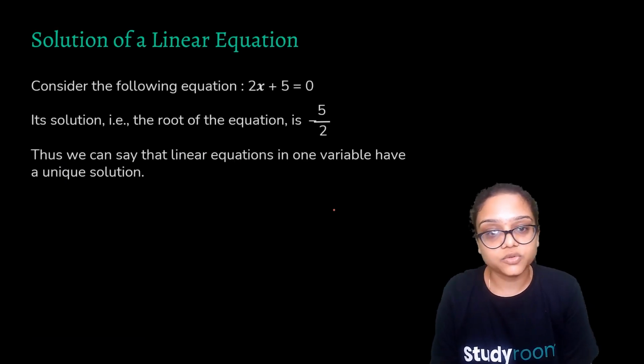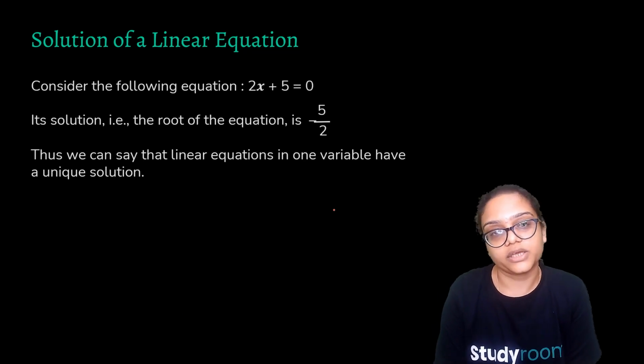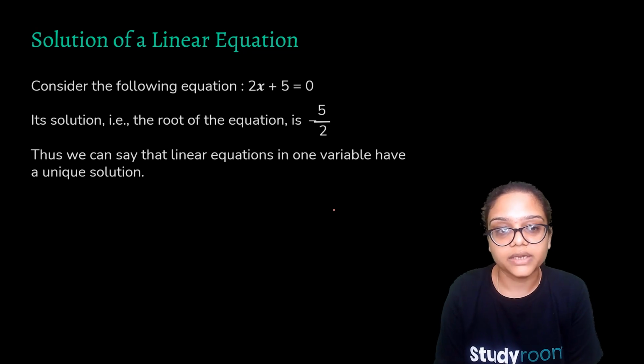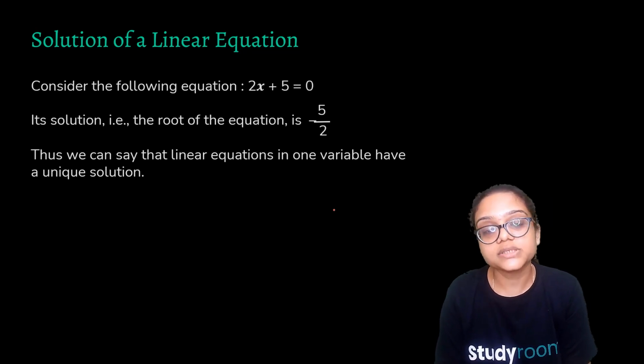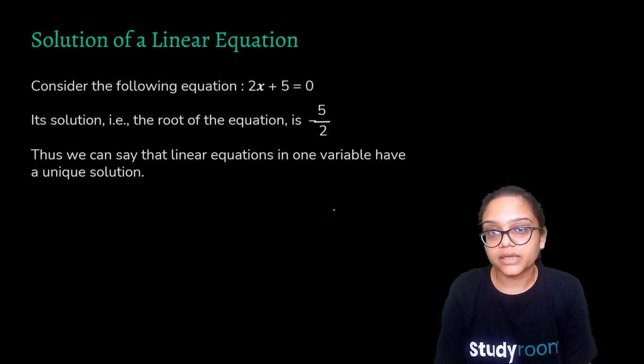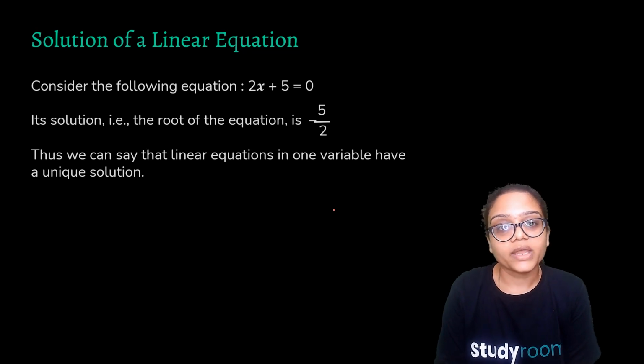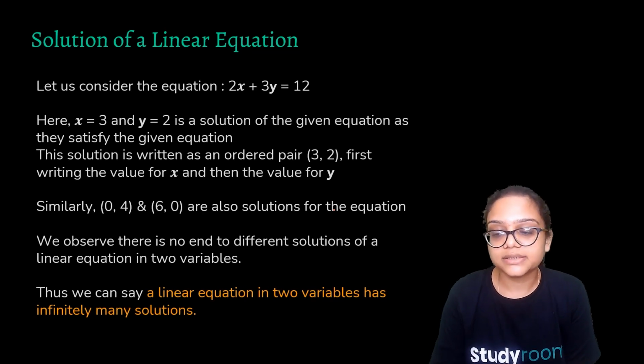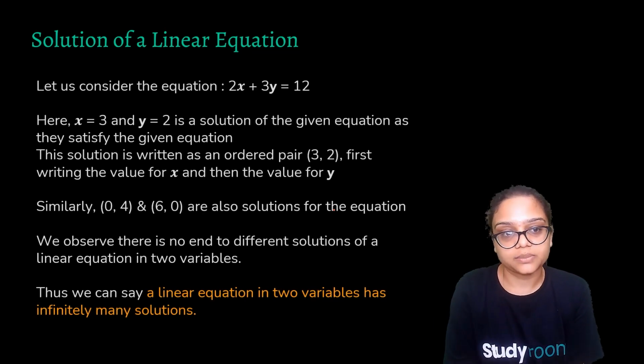So what is a solution? A solution is the root of the equation. Thus we can say that a linear equation in one variable has a unique solution, because in one variable we can equate the equation to 0 and find the value of x such that the equation becomes 0. Correct?